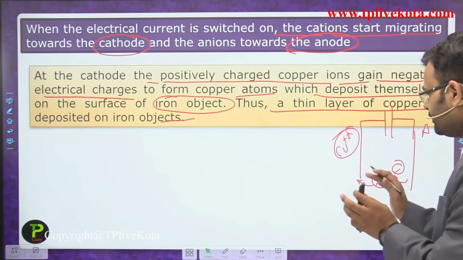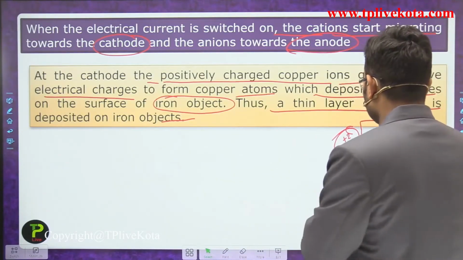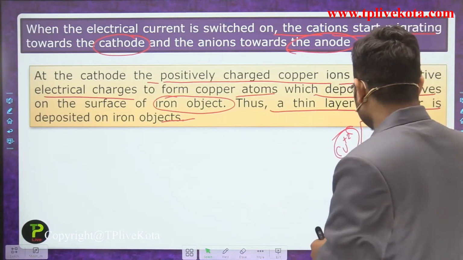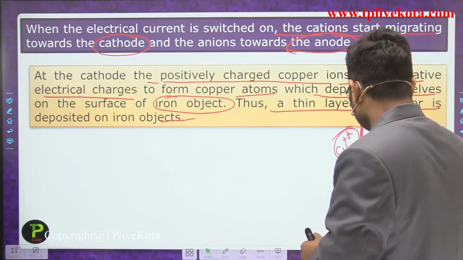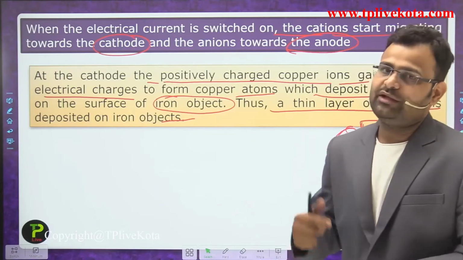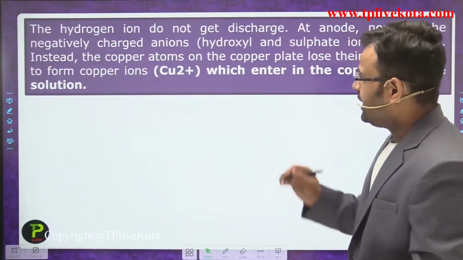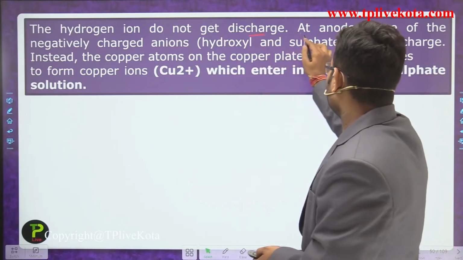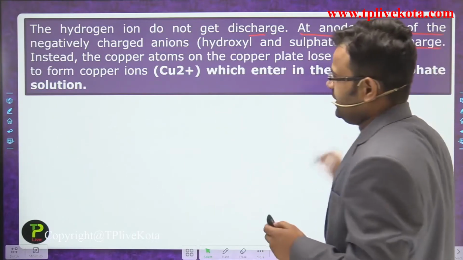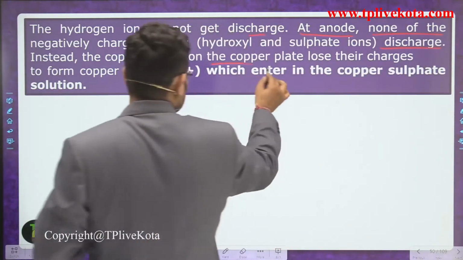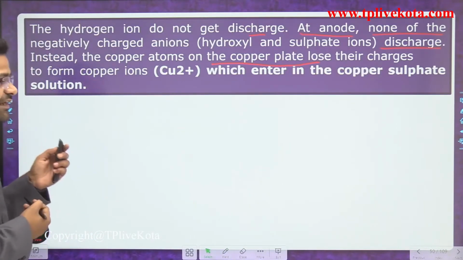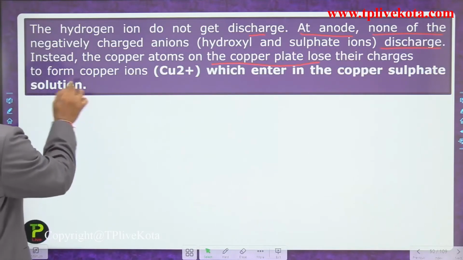Let's see, guys, the whole phenomenon is very simple. If you want to coat any material, we connect it to the cathode, and due to the changes in the ions, it will be deposited on the other metal. Now the hydrogen ions do not get discharged at the anode. None of the negatively charged ions discharge. Instead, the copper atoms of the copper anode lose their charges and enter the copper sulfate solution.